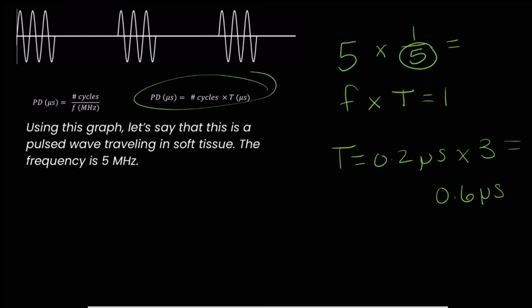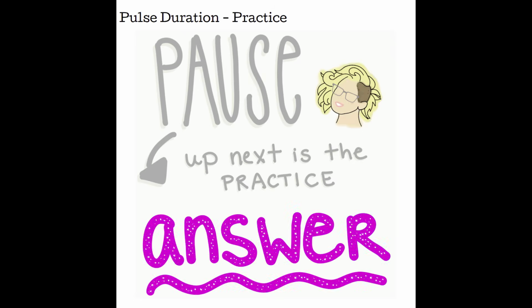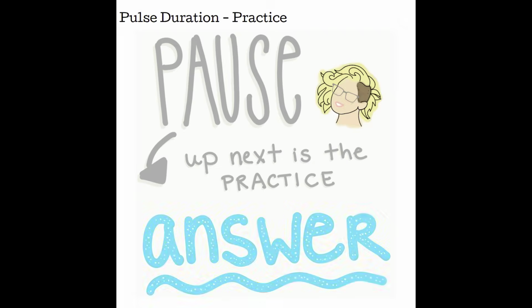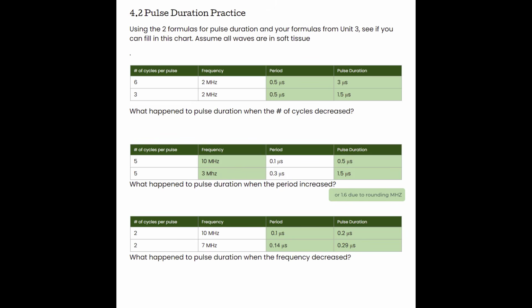We can use period multiplied by the number of cycles, or we can use number of cycles divided by frequency, and we will still get the correct pulse duration no matter how you do it. And up next, we do have our answer to our pulse duration practice. In the pulse duration practice, you're going to get an opportunity to fill in some charts that are missing either frequency or period, and then you need to calculate what the pulse duration is based on the number of cycles provided. So here we have the answers to our pulse duration practice.